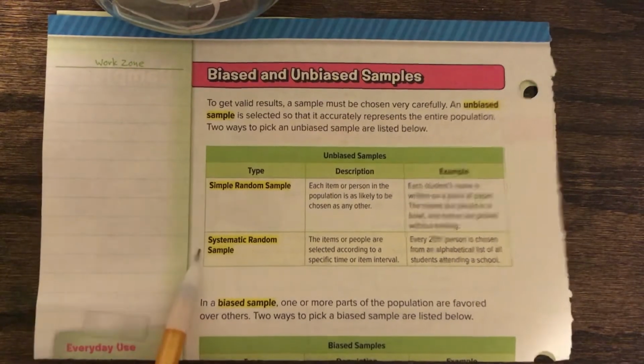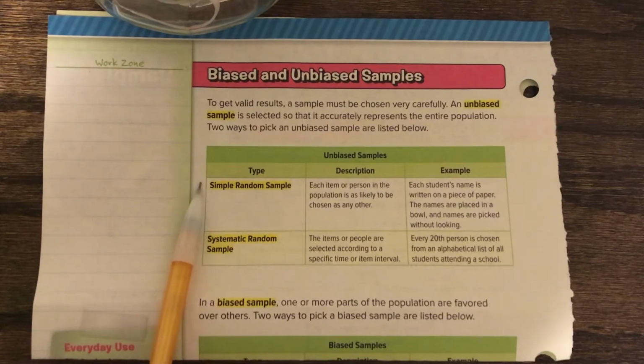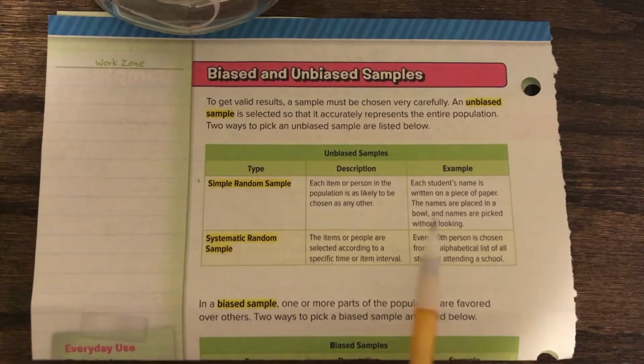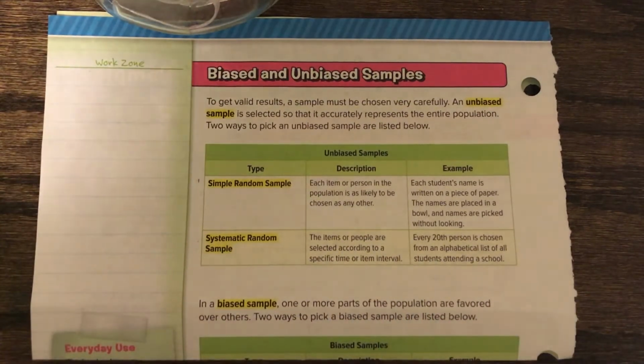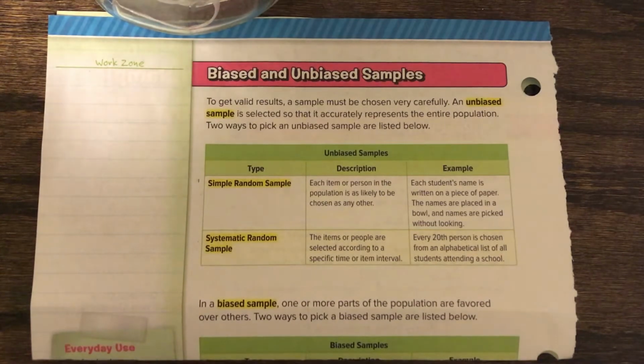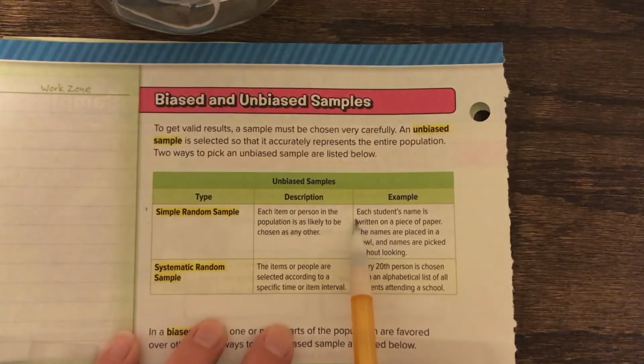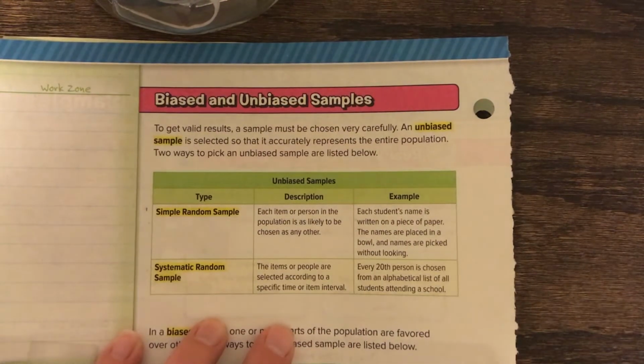There are 2 types that you're going to be learning about. One is called a simple random sample, and one is called a systematic random sample. A simple random sample is when each item or person in the population is equally likely to be chosen as another. I always think of this one as pulling a name out of a hat. If I put all the 7th graders' names in a hat and I pull a name out, everyone had a chance of being chosen. Their example here: each student's name is written on a piece of paper, the names are placed in a bowl, and names are picked without looking.